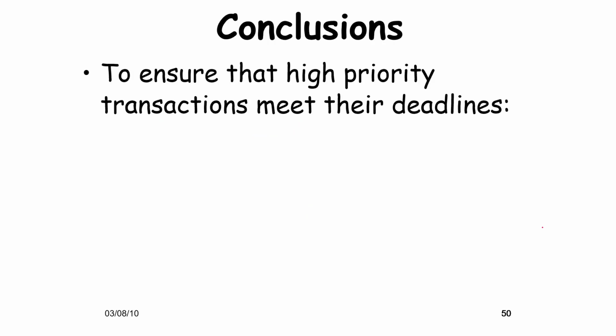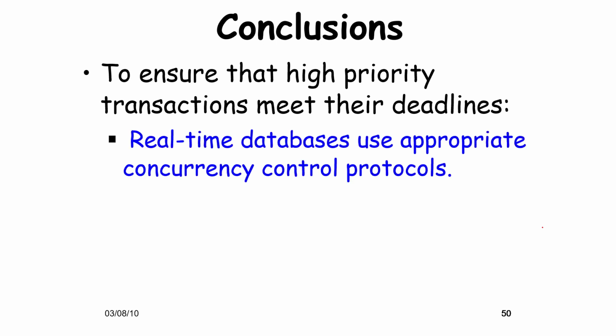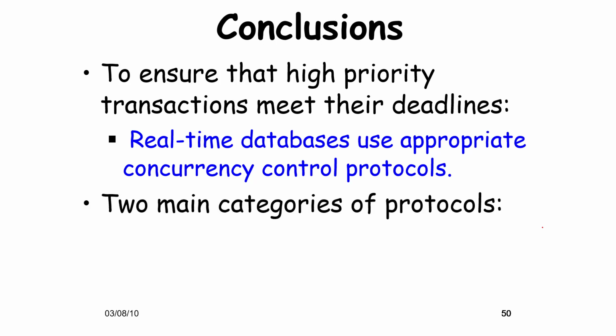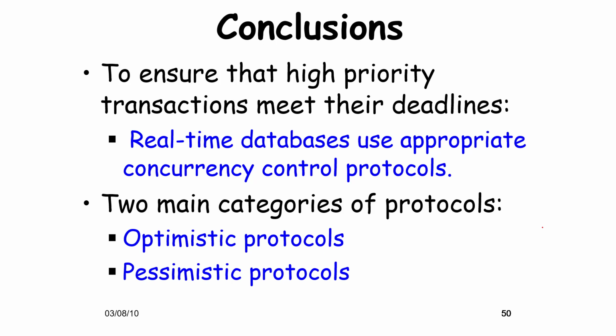So, coming to a conclusion, this ensures that high priority tasks meet their deadlines. Real time databases, of course, have to use appropriate concurrency control protocols. The main categories are optimistic and pessimistic. We saw that in a low load scenario, optimistic protocols do substantially better than pessimistic protocols. So, this completes the lecture on real time databases.